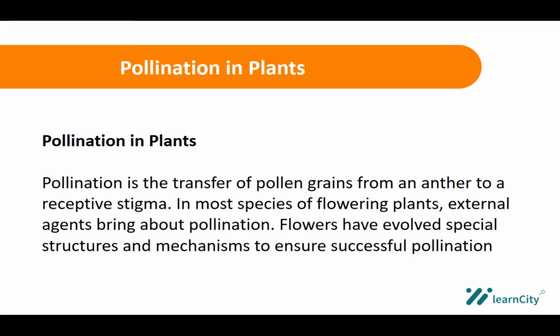So, in most species of flowering plants, external agents bring about pollination. So flowers have evolved special structures and mechanisms to ensure successful pollination. Pollination is just the transfer of the pollen grains in the anther to a receptive stigma that is ready to receive the pollen grains, and that leads to fertilization and sexual reproduction. In most species of flowering plants, it's some external agents that bring about this pollination.